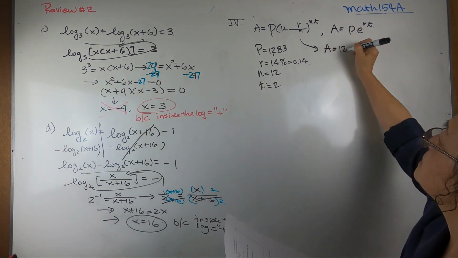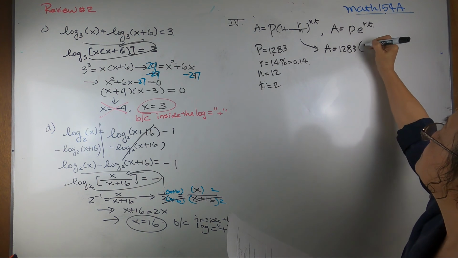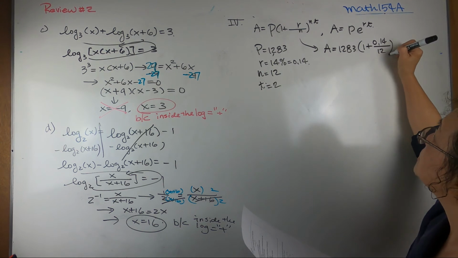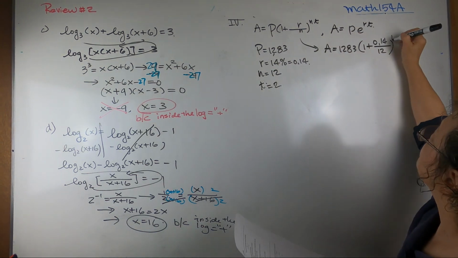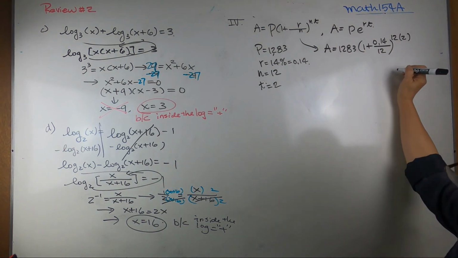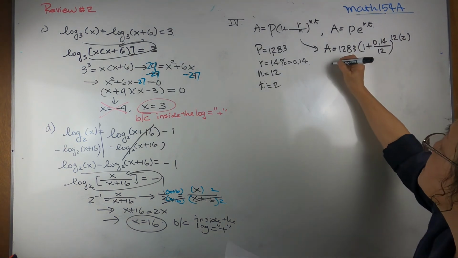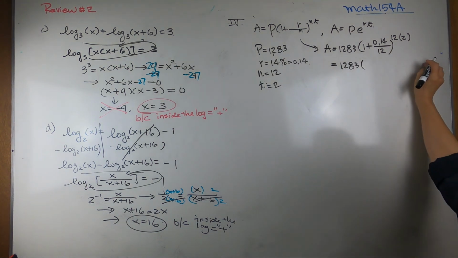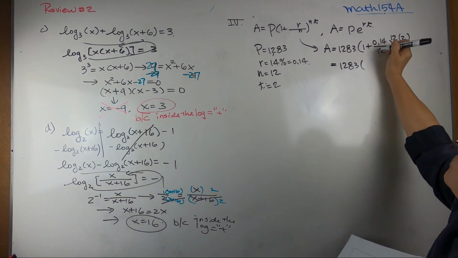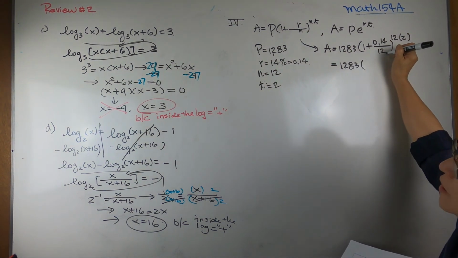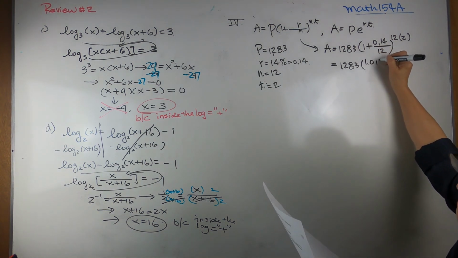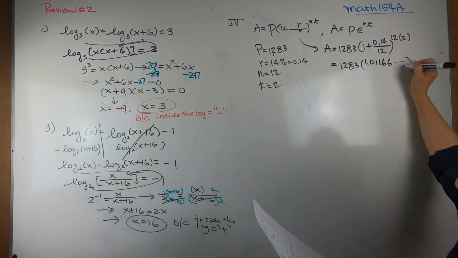A equals 1283 times 1 plus 0.14 divided by 12. N is what? 12 and T is 2, right? So you need to plug in your calculator. If you cannot type it all in one shot, then you do it separately. You do 0.14 divided by 12 plus 1. You will get some kind of number like this. Just keep everything there.